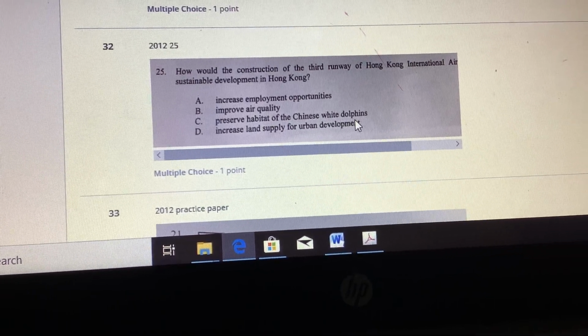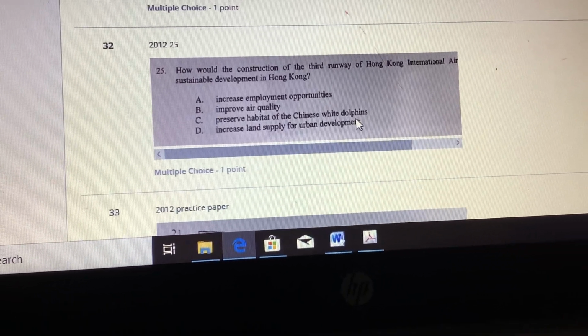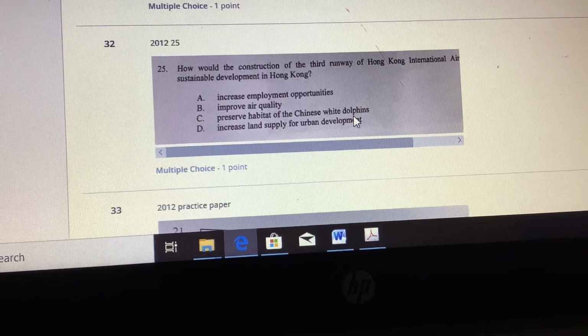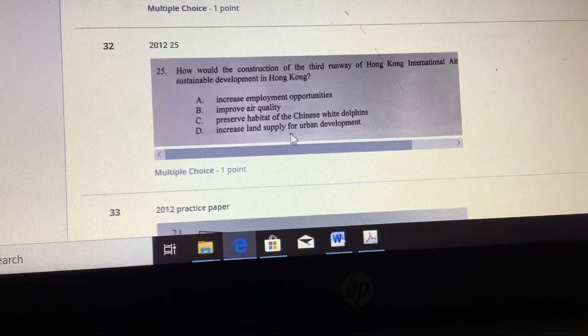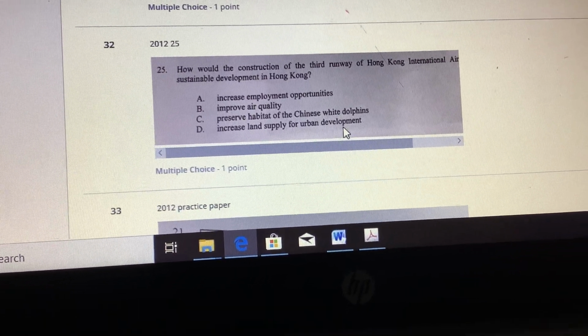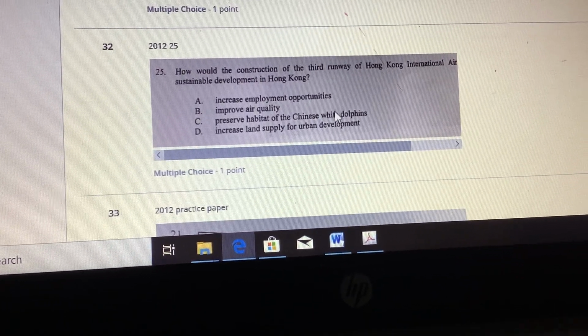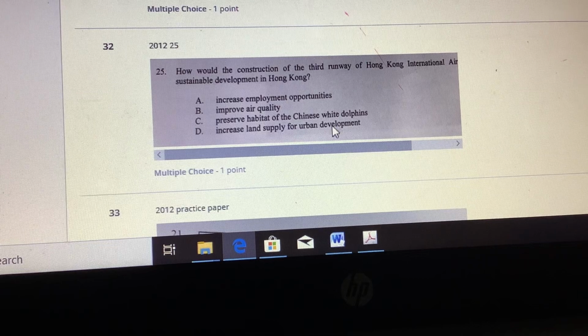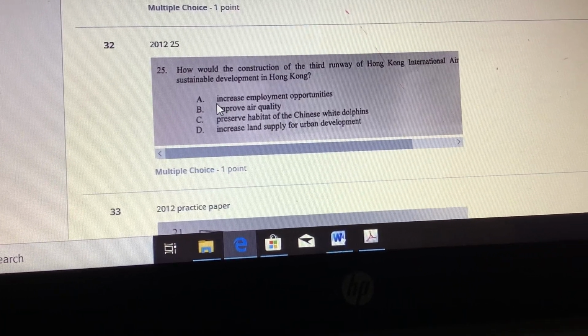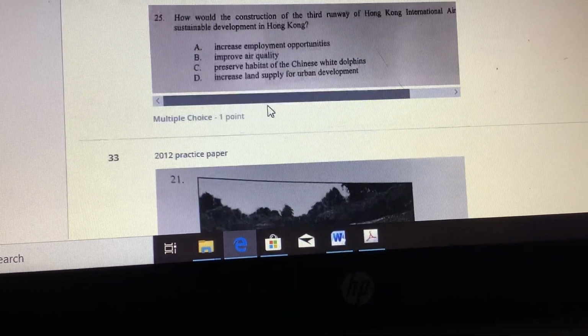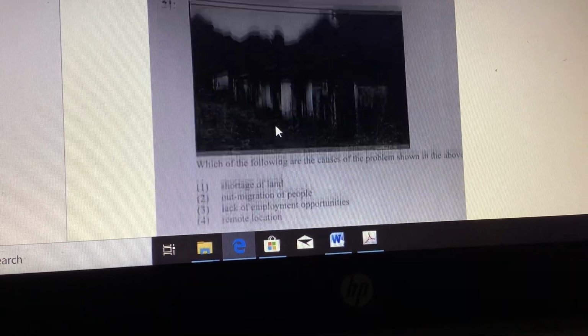This one is not happening because reclamation may make the habitat of the Chinese white dolphin decrease. Increasing land supply for urban development? When you are going to do reclamation for the third runway, are we going to build tall buildings? Come on, not the way we are doing the reclamation. So A is correct.